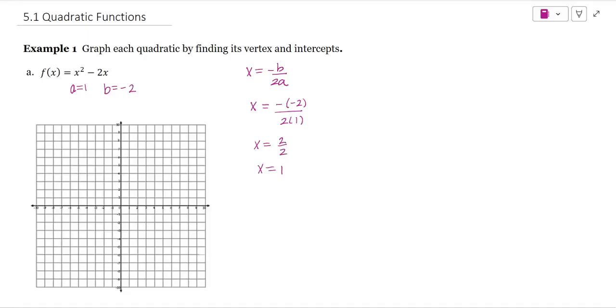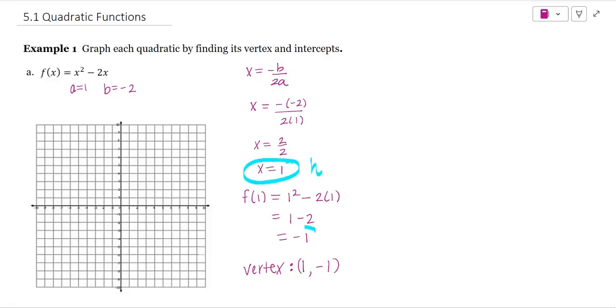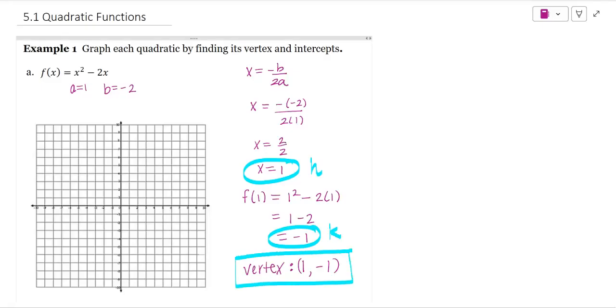Then to find the corresponding y-coordinate, let's find f of 1. We'll plug this back into the original function. And we get that f of 1 is 1 minus 2, or negative 1. So that means that our vertex is going to be located at 1, negative 1. The first number that we find is h, and the second number that we find is k. So this is our vertex.